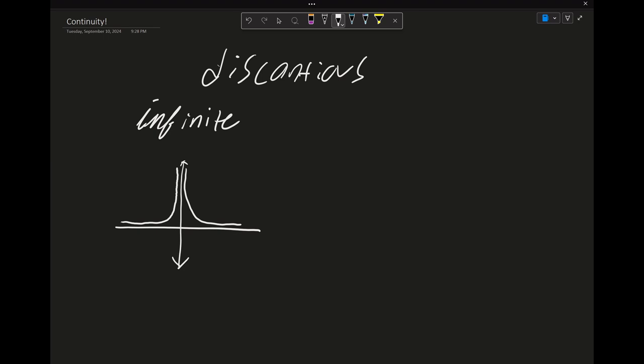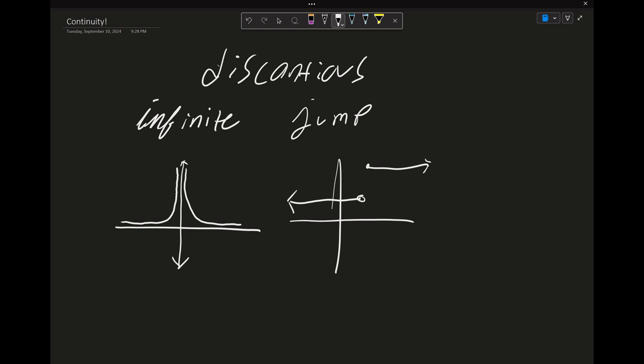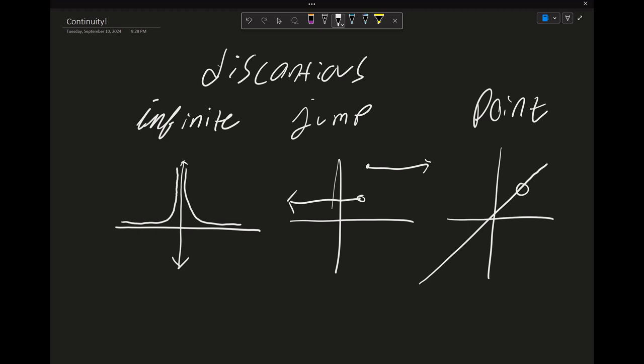The second example is a jump discontinuity, which would be something like this. If you had a line going this way, and then it skips right above here, which would be done usually by a piecewise function. And then the third type is a point discontinuity, which would be a line here and say one singular point where this line does not exist. The open circle meaning the point does not exist there.